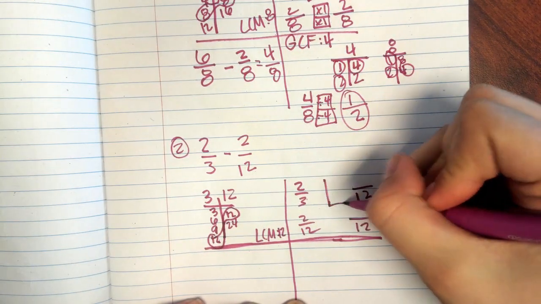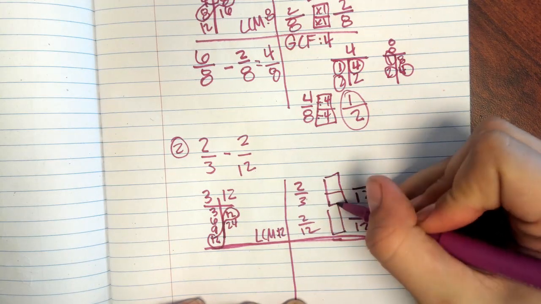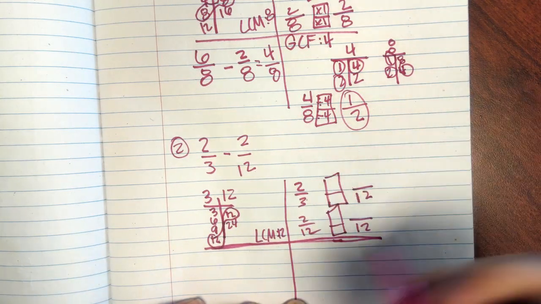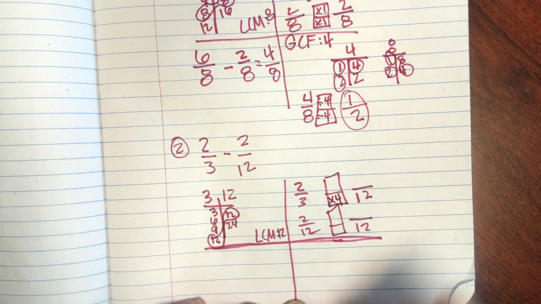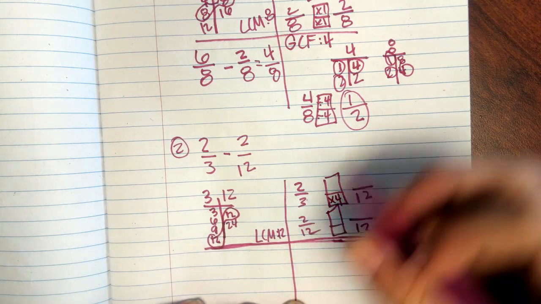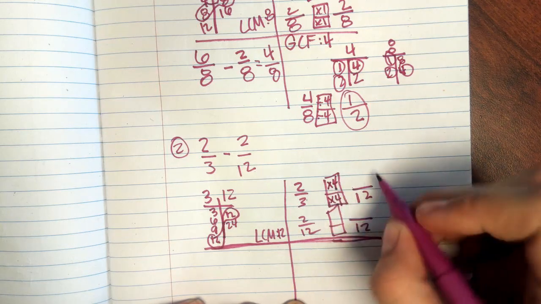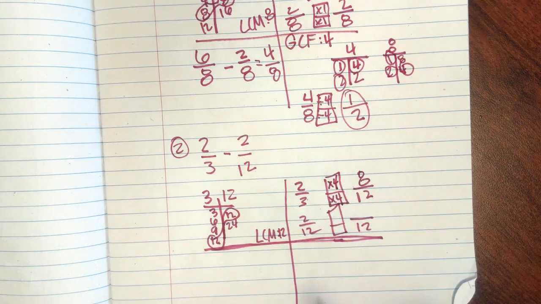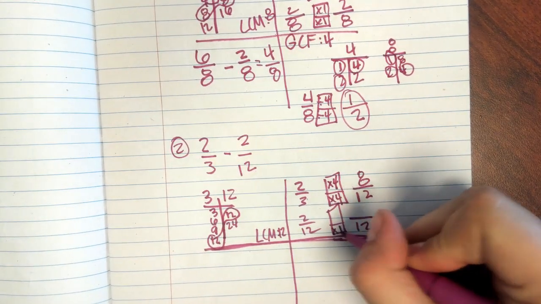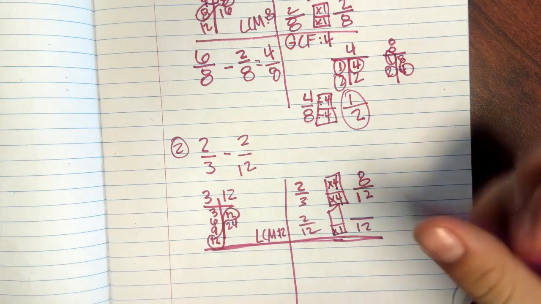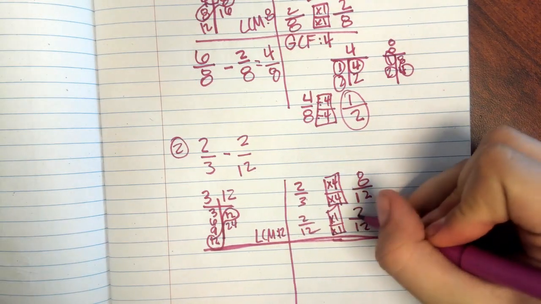So we have to figure out, how did we turn this 3 into a 12? Well, we multiplied by 4. 3 times 4 is 12. So anything you do to the bottom, you must do to the top. 2 times 4 is 8. 12 times 1 is 12. So 2 times 1 is 2.